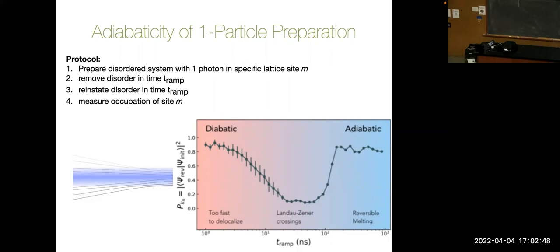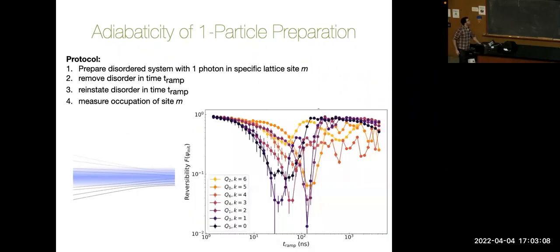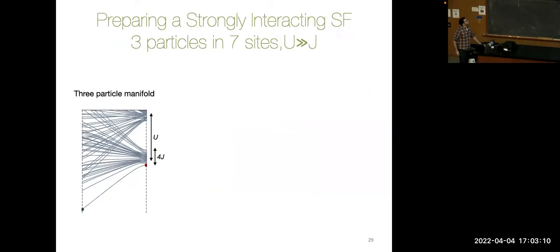Okay? If you then go even slower, you adiabatically delocalize the particle and then adiabatically relocalize the particle. And this tells you that you're doing everything slowly enough without knowing what the state was that you made. Okay? So this is important because this is what the three particle manifold looks like. It looks like a nightmare, right?